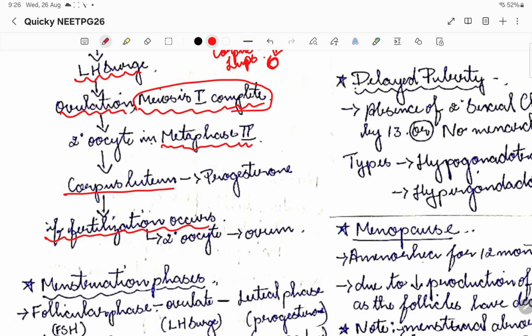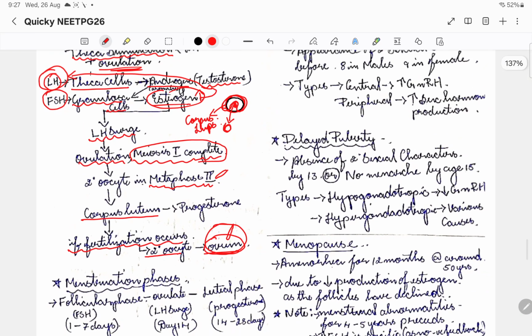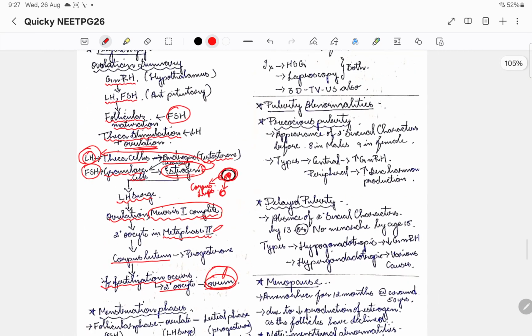The secondary oocyte will become ovum. Once the sperm fertilizes the oocyte, metaphase 2 will further proceed and meiosis 2 will be completed and the ovum will be formed, and then the ovum will fuse with the sperm and form the embryo. So this is the entire process of oogenesis and the fertilization that is happening.